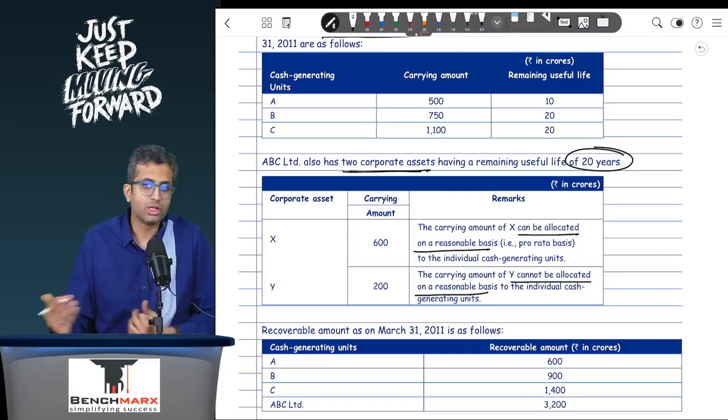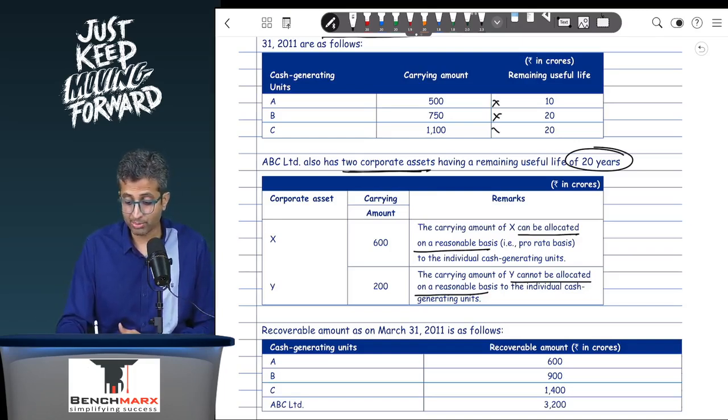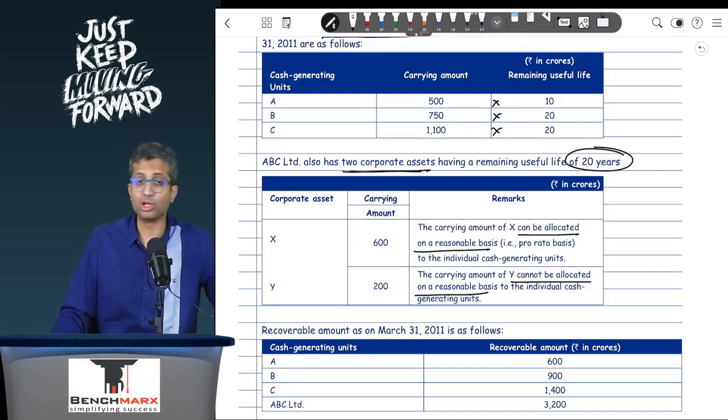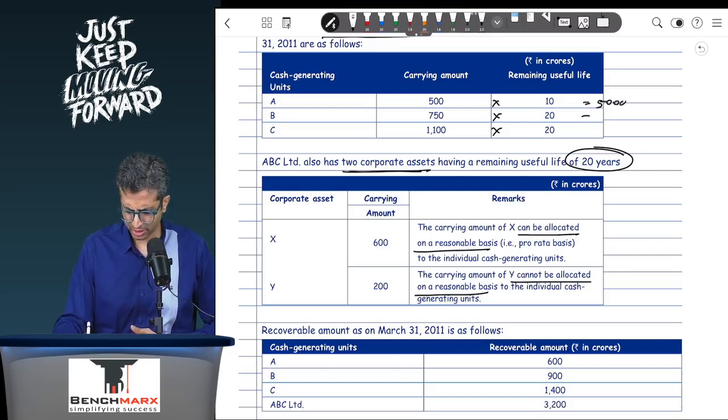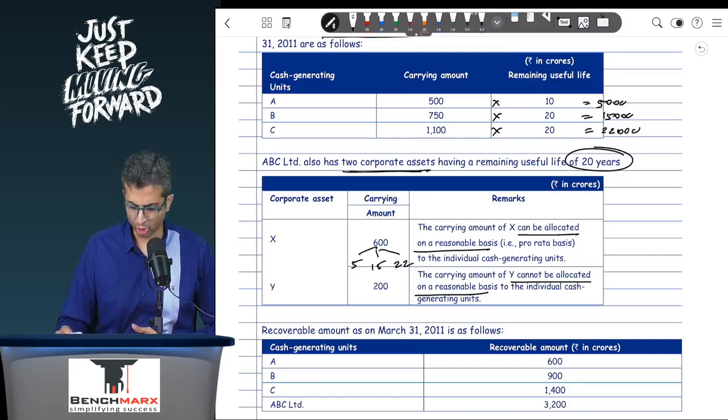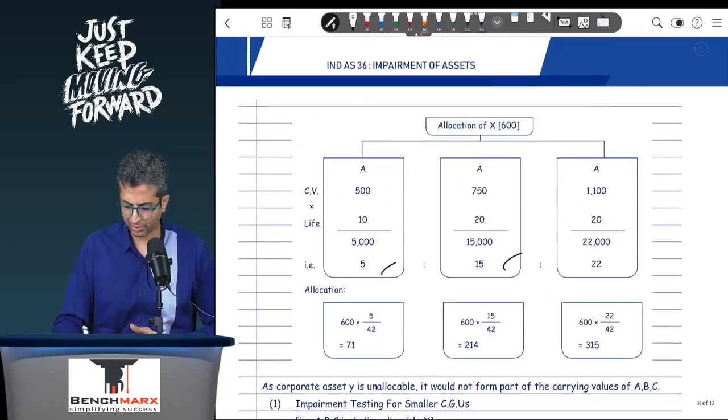Well, on a reasonable basis, a CGU which has a bigger size will utilize more of the corporate asset, but a CGU which has a longer life will also utilize the corporate asset for a longer period. As a result, the appropriate ratio for allocating an allocable corporate asset will be the product of carrying value and useful life. If I multiply, this will be 5,000, this will be 15,000 and this will be 22,000. So your appropriate ratio for allocating 600 would be 5:15:22. If you do this working, the allocation is 71, 214 and 315.